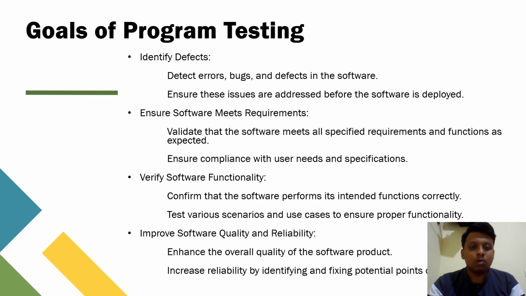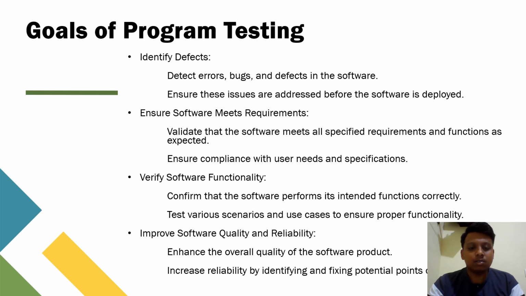Now let us look into the goals of program testing. Identifying defects: detecting errors, bugs, and defects in software. Ensures the issues are addressed before the software is deployed. Next is ensure software meets requirements: validating that software meets all specifications required and functions as expected. Ensure compliance with user needs and specifications.